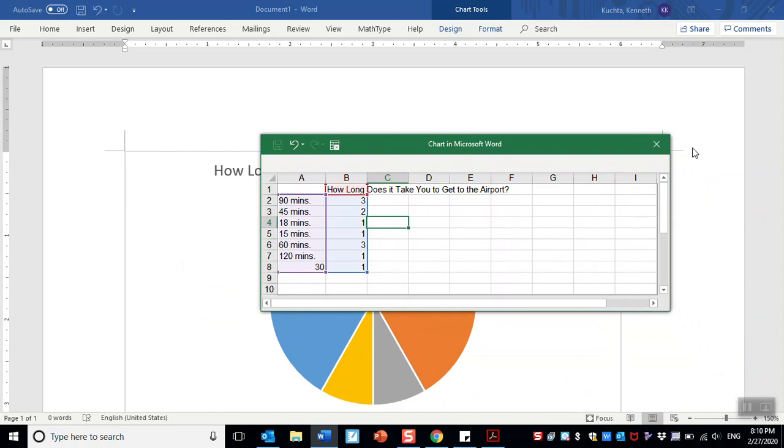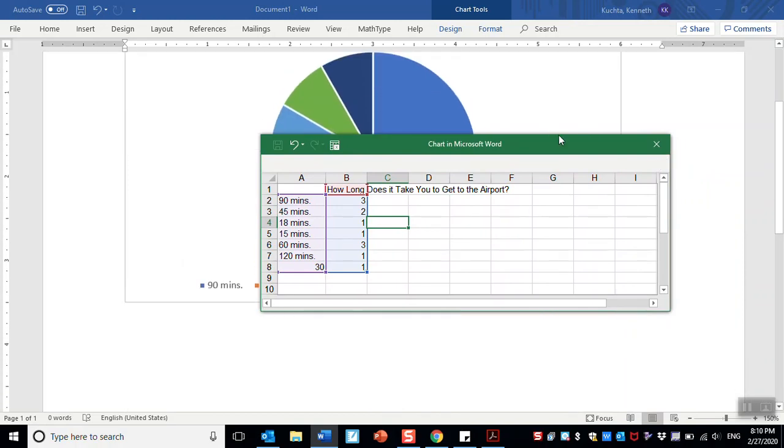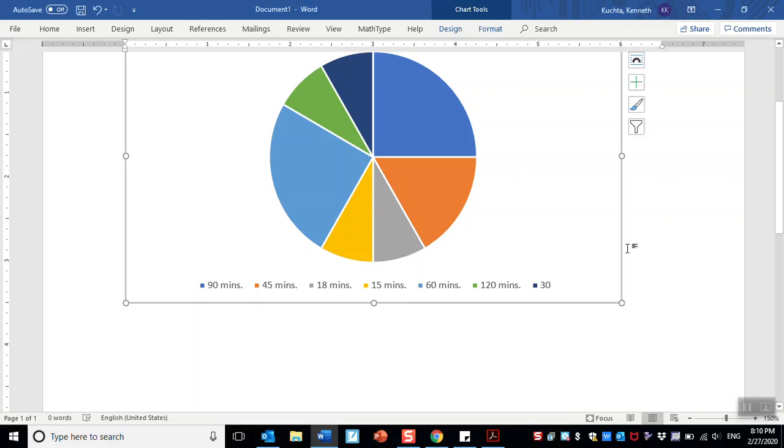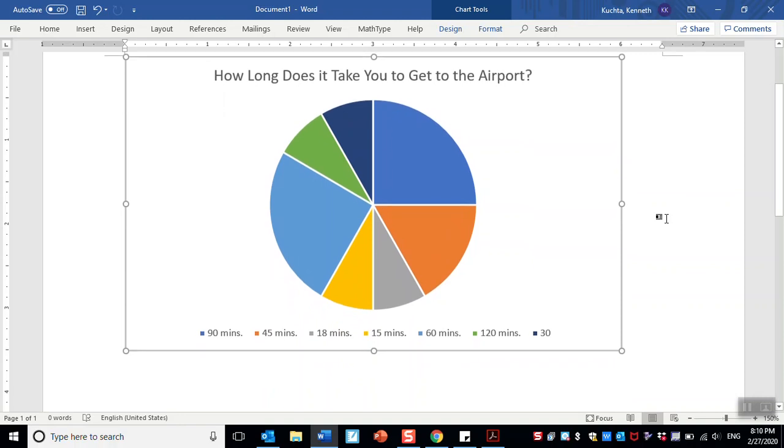So now when I scroll down on my page, look, my legend also shows all of these values that I put in here. 90 minutes, 45 minutes, 18 minutes, 15 minutes. Okay? Does everybody understand so far? Is that okay? Now, when I'm done, I click X, and I have a nice, beautiful graph. Okay? This is a real world skill that you can use in your job, in your future school.